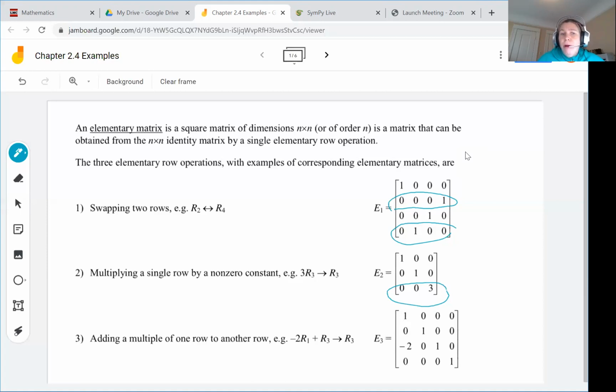The third row operation is adding a multiple of one row to another row. So for example, if we wanted to add -2 of row 1 to row 3, in row 3 we would put a -2 in the first column and a 1 in the third column. That would preserve the values in row 3 and add them to -2 multiplied through by the values of row 1.